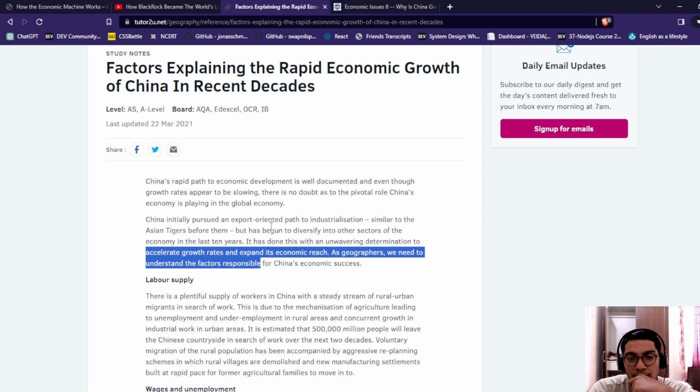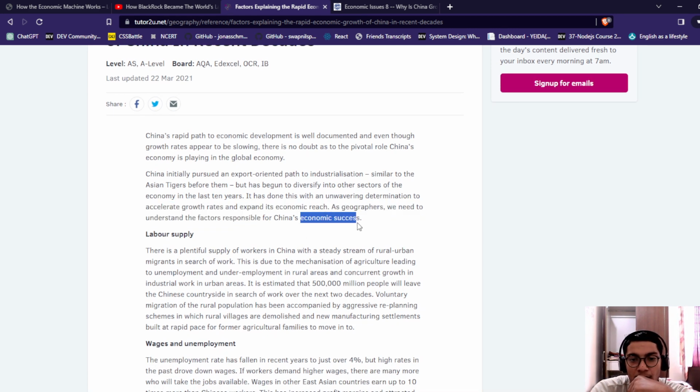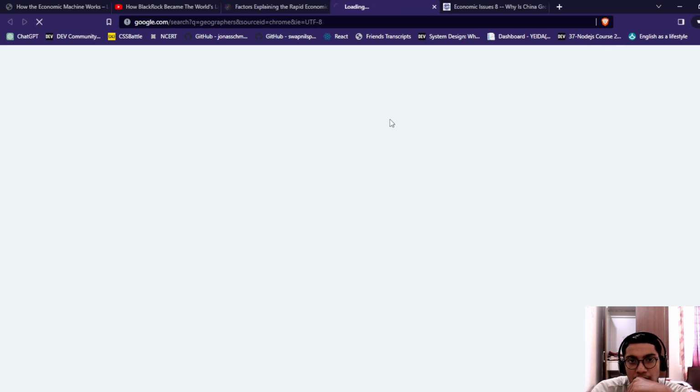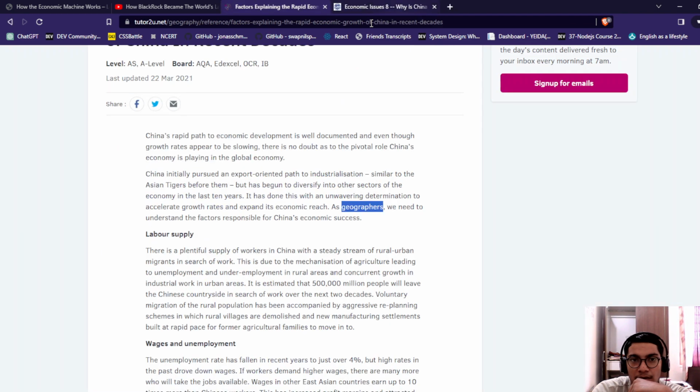As a geographer, we need to understand the factors responsible for economic growth. Economic geographers, what do geographers do? I don't know. A geographical scientist, social scientist, or humanist whose area of study is geography. Oh, it should be economics. Why is it using "he" and not "they"? Why are they using geographers?